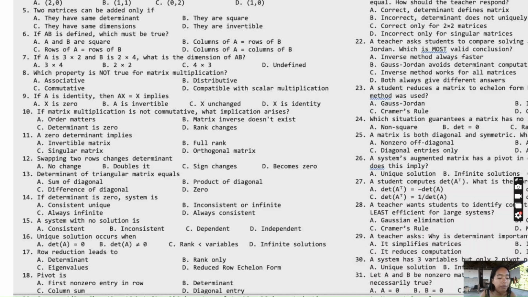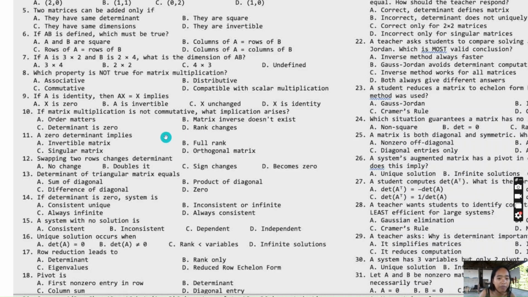So number 9, if A is identity, then AX is equal to X. So in number 9, the correct answer is letter C, which is X unchanged. Now let us explain. The identity matrix works like the number 1 in regular multiplication. If I is the identity matrix, then IX is equal to X. That means when we multiply any matrix or vector by the identity matrix, it stays exactly the same. So X is unchanged. That is why the correct answer is letter C.